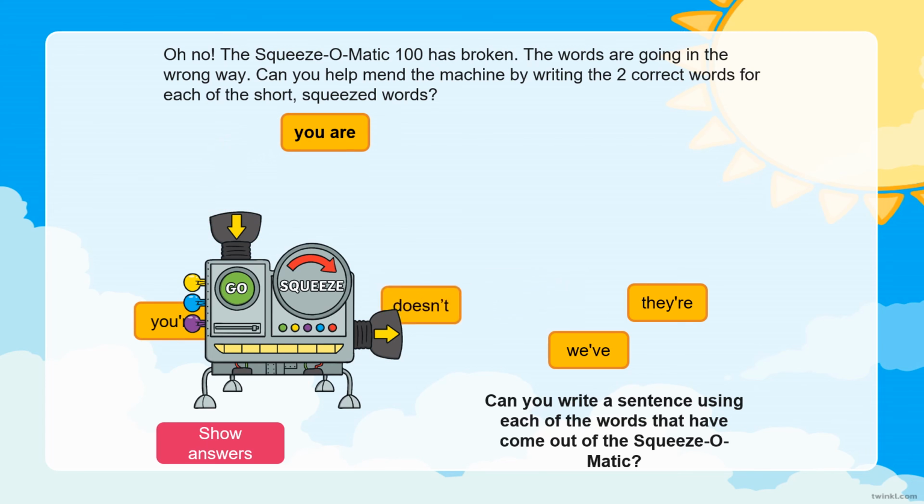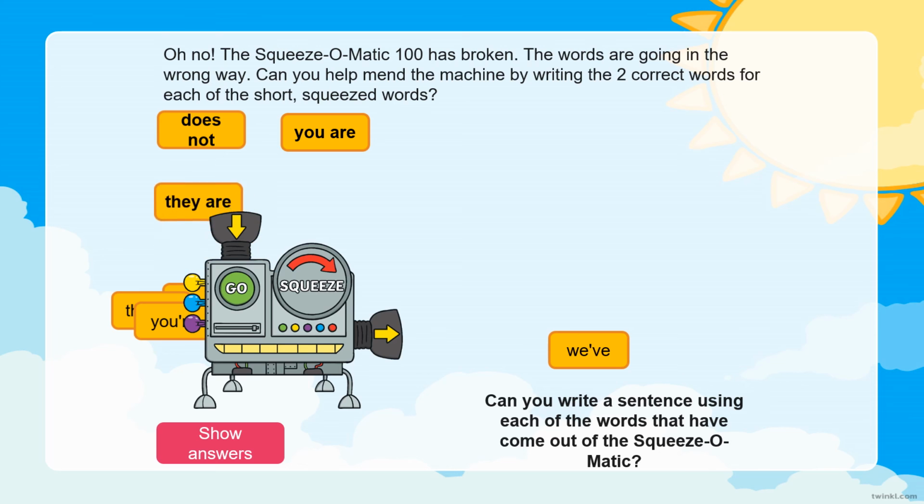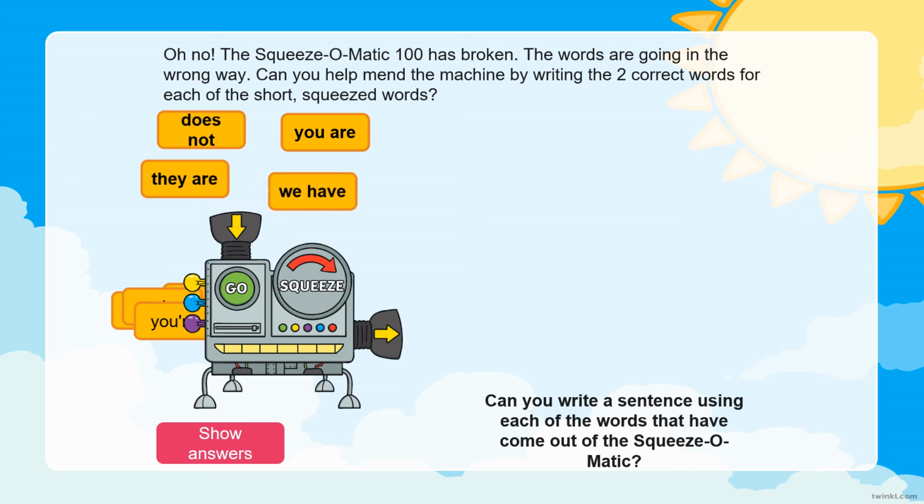There goes your, and it comes out as you are. Doesn't comes out as does not. There comes out as they are. And we've comes out as we have. Okay, so hopefully that's kind of started to introduce it a little bit. We'll talk more about it later in the week.